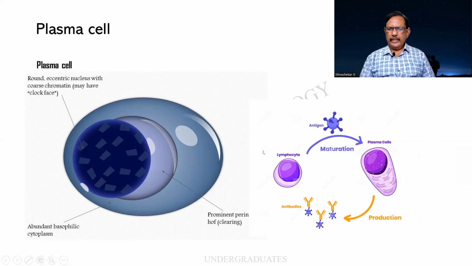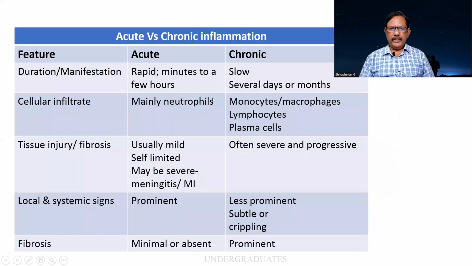Now what happens? As I told you, the B lymphocyte facing the antigen gets matured and converted to the plasma cell, eccentric nucleus, ovoid cell, and this produces the antibodies to fight the antigen. So that is the purpose of the plasma cell. So this is another chronic inflammatory cell. We have seen the macrophages, we have seen the lymphocytes, and we are seeing the plasma cells. And also remember the eosinophils for parasitic infestations.